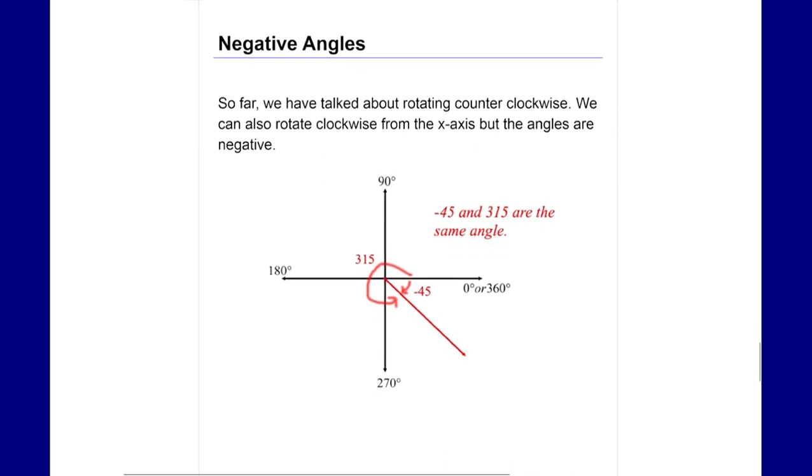But so far we've talked about rotating counterclockwise. We can also rotate clockwise from the x-axis, but the angles are going to be considered negative. So for example here, going from my initial arm, our positive value would be 315, but we could also go in the other direction and make it negative 45. So if I said an angle of negative 45, that means the same thing as an angle of 315 degrees.